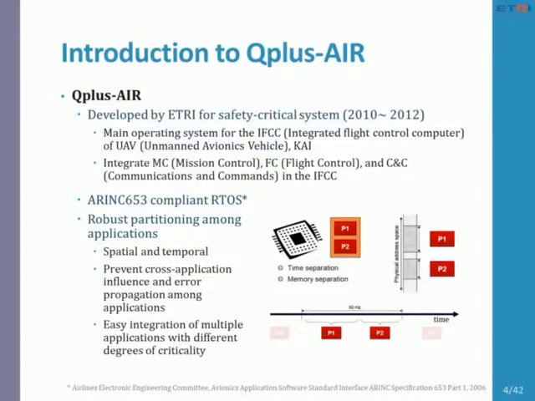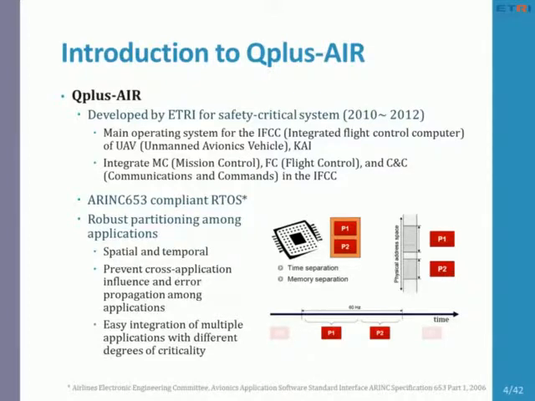ARINC 653 defines robust partitioning, which is composed of spatial partitioning and temporal partitioning. Spatial partitioning means that an application cannot access the memory space of other applications, and temporal partitioning means that an application cannot affect the timing activities of other applications. So as shown in the figure, there are two partitions, P1 and P2. They do not share the memory space and they do not share the time window.